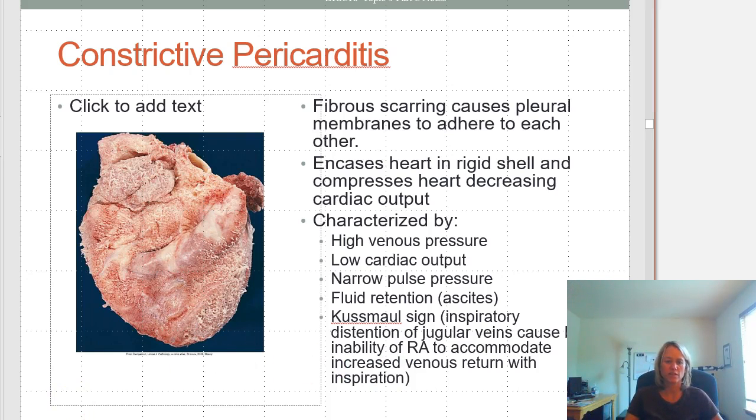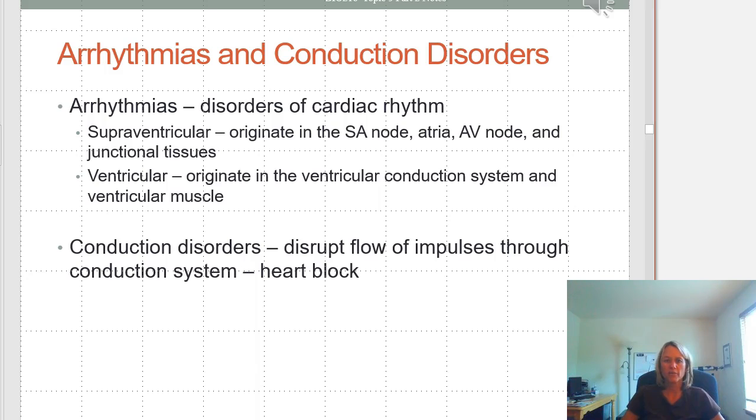Okay, we're going to talk about a few arrhythmias and conduction disorders. Arrhythmias are a disorder of cardiac rhythm. They could be supraventricular, so above the ventricles, and those would originate in the SA node, the atria, the AV node, or the junctional tissues. Ventricular arrhythmias are going to originate in the ventricular conduction system and muscle. Conduction disorders is where we have a disruption of the flow of impulses through the conduction system, and this results in what is referred to as a heart block.